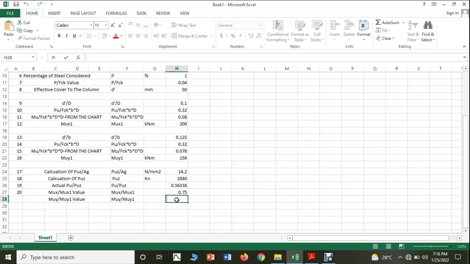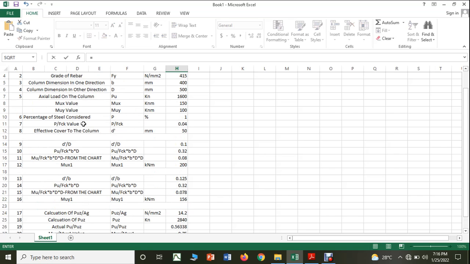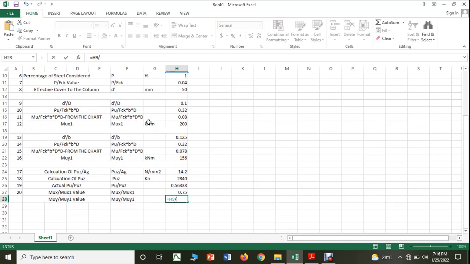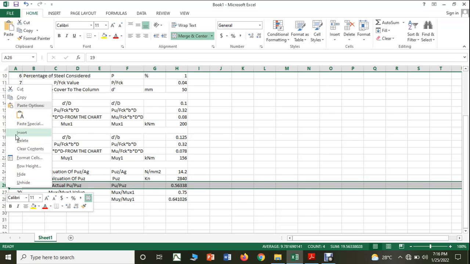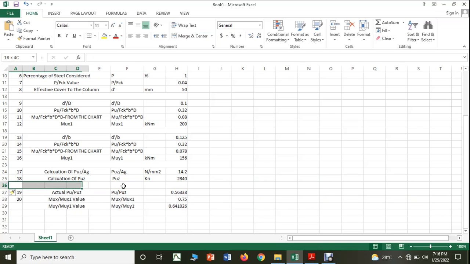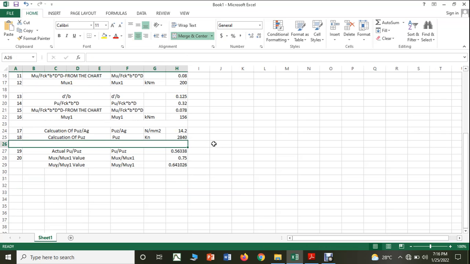So the corresponding MUY divided by MUY1 is this one, which is going to be 0.64. Therefore, from the value of PU by PUZ and MUX by MUX1, I can insert one more here.